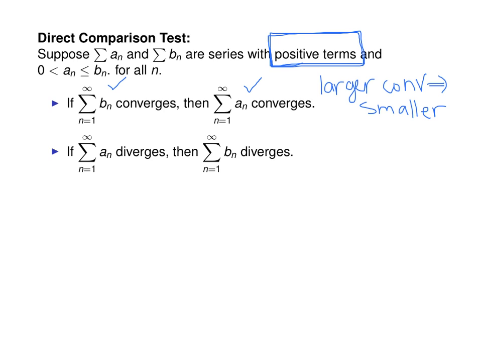And similarly, if the smaller one diverges, so if A sub n diverges, B sub n's terms are all greater than A sub n's, so B sub n has to diverge as well. So if the smaller series diverges, then the larger one diverges also. So that was the direct comparison test.